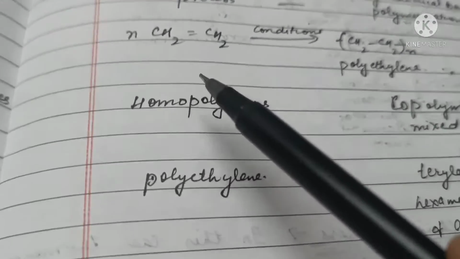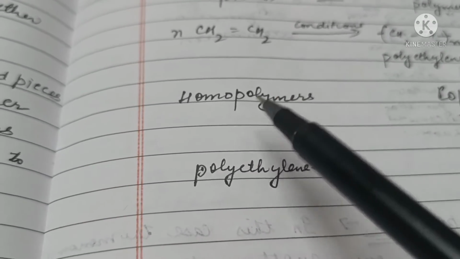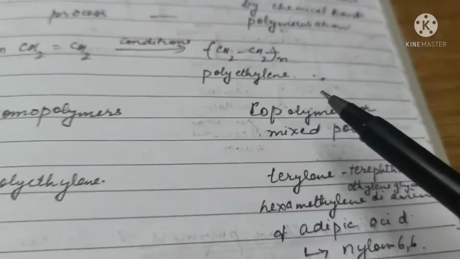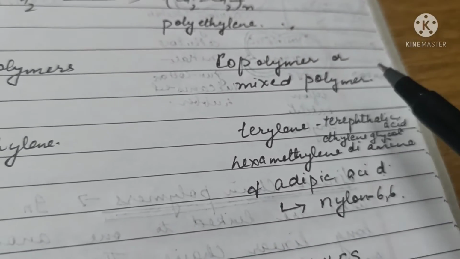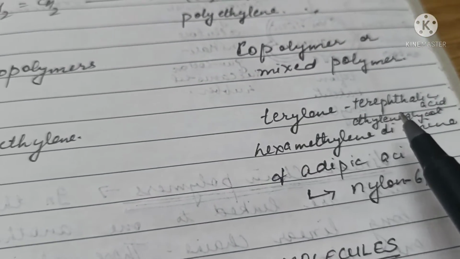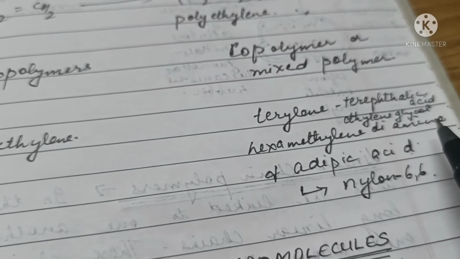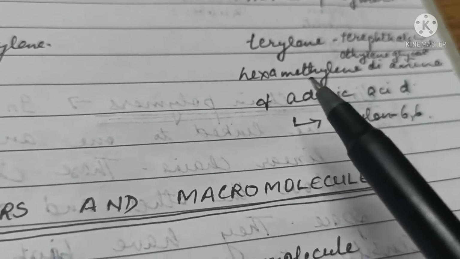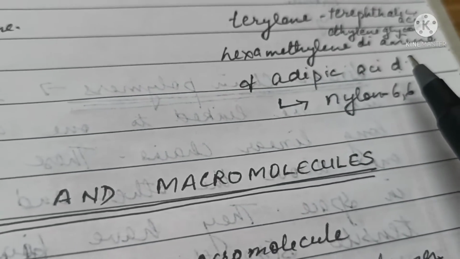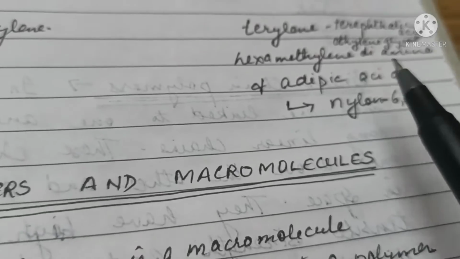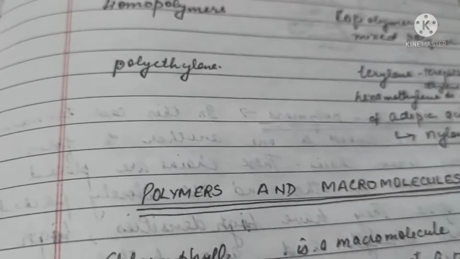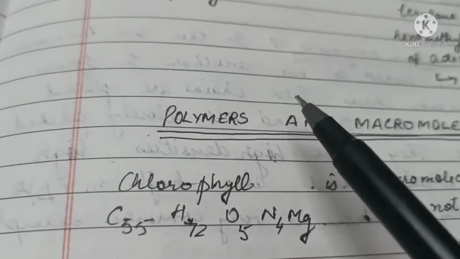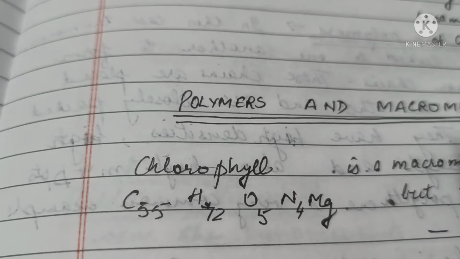Polymers, depending upon if the units which are attached together are of the same kind, are called homopolymers, for example polyethylene, and copolymers if the units are different. For example, terylene is a polymer of terephthalic acid and ethylene glycol. These are two different units. And similarly, nylon 6,6 is a polymer of hexamethylene diamine and adipic acid. These two again are different monomeric units which combine to form polymers. So it's a copolymer.